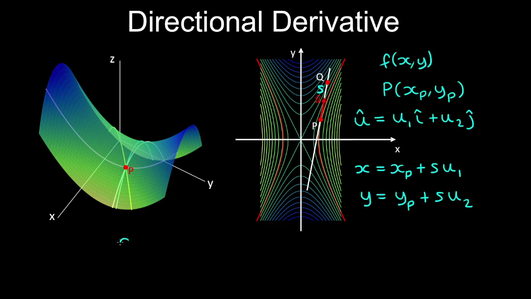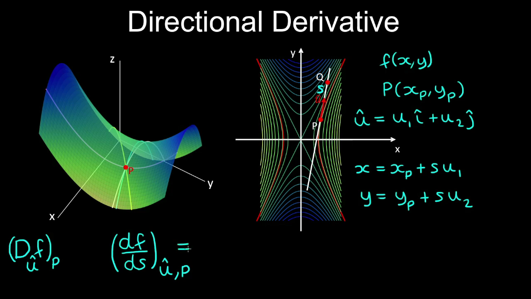So we can write the rate of change of the function with respect to the arc length parameter in the direction of the unit vector evaluated at point P. And this here is known as the directional derivative, which is also denoted D, or the derivative of the function f in the direction of u evaluated at point P.